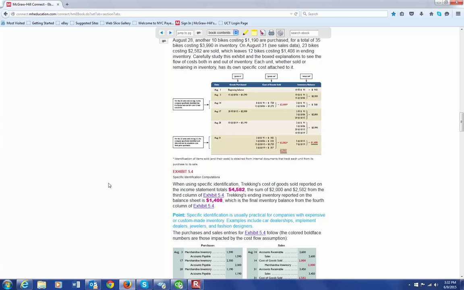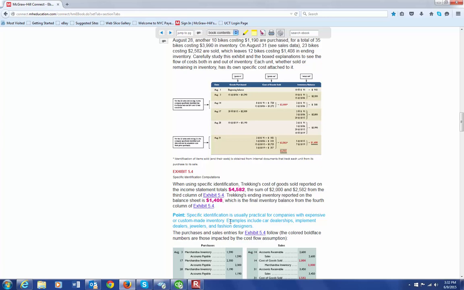That's based on specific identification, because they can identify that they actually sold 20 bikes up here, 8 at the 91 and 12 at 106. And then they sold 23 bikes down here, 2 that had originally cost them 91, 3 that had cost them 106, 15 that cost them 115, and 3 that cost them 119. So their cost of goods sold is $4,582. The amount left in inventory is $1,408.